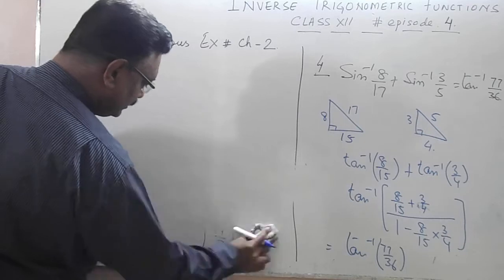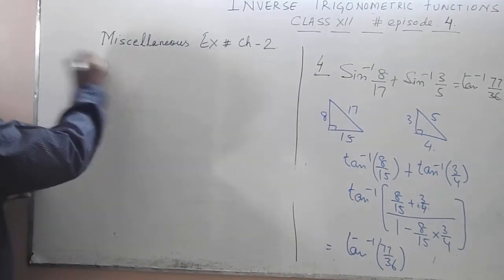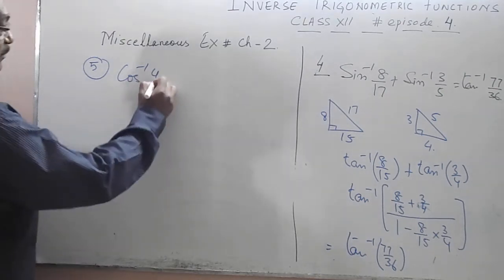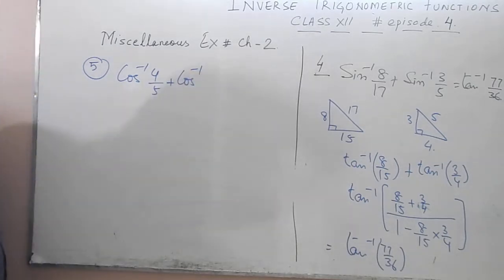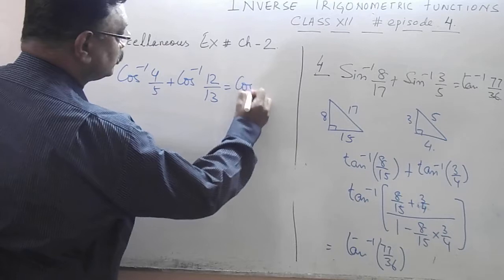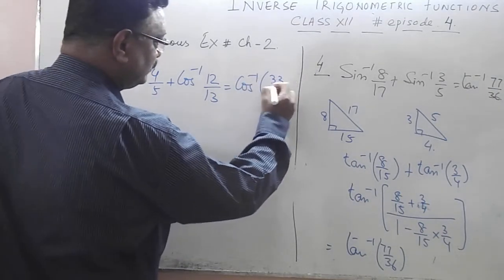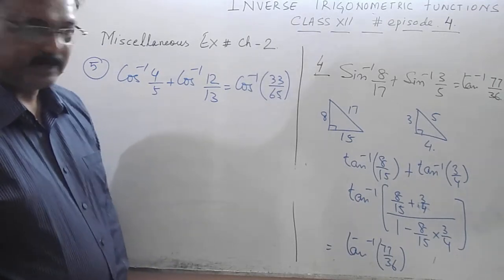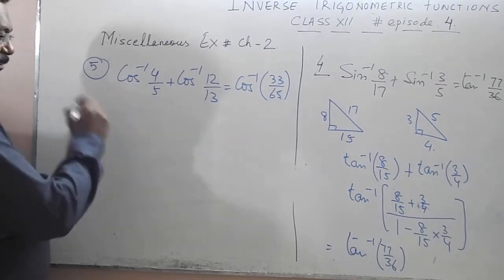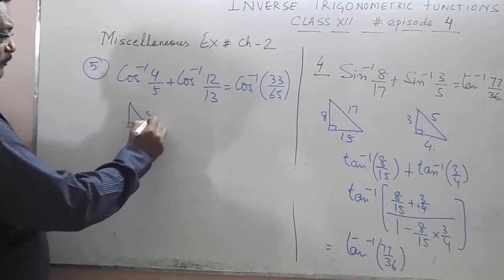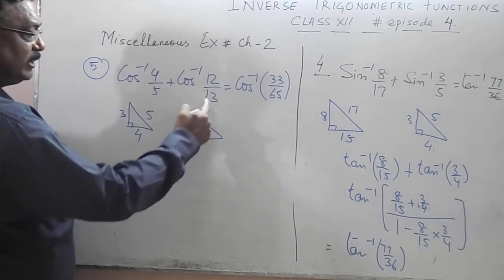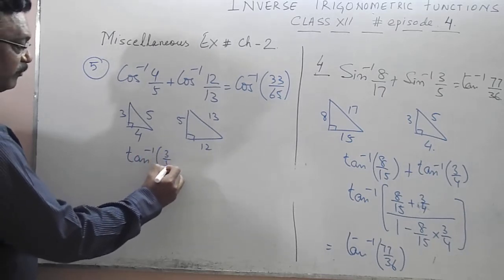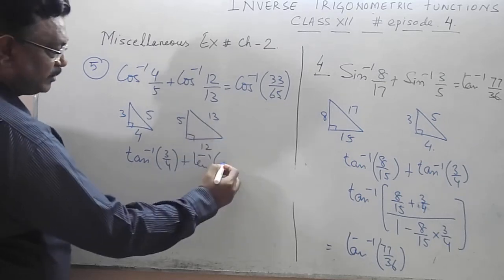Now we see question number 5. The question number 5 says to prove that cos inverse 4 by 5 plus cos inverse 12 by 13 is equal to cos inverse 33 by 65. Again students, we should not use the cos inverse x plus cos inverse y identity directly. We must convert them in terms of tan inverse. If I make this triangle, this is 4, this is 5. Using Pythagoras theorem, we get it's 3. If we make another triangle, this is 12, this is 13. Using Pythagoras theorem, this is 5. So we convert this as tan inverse 3 by 4, and this will become tan inverse 5 by 12.